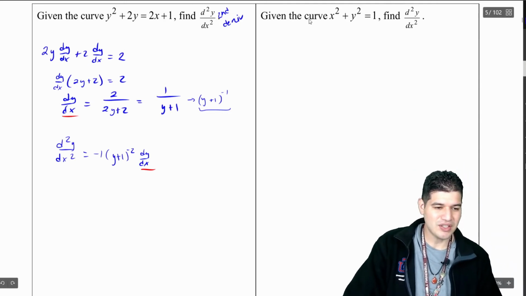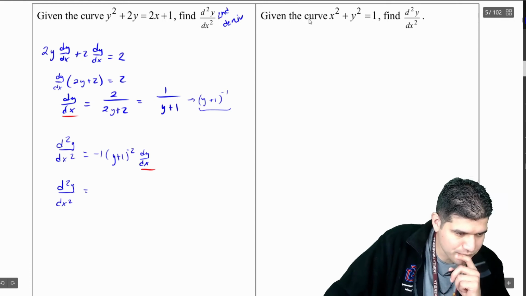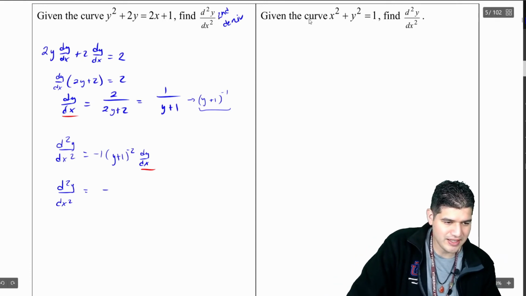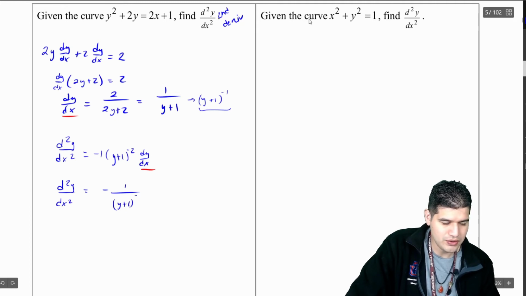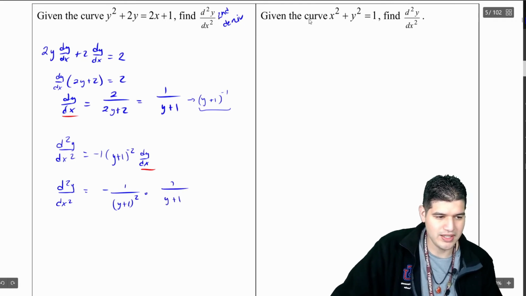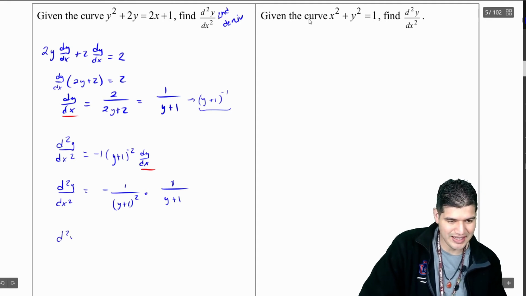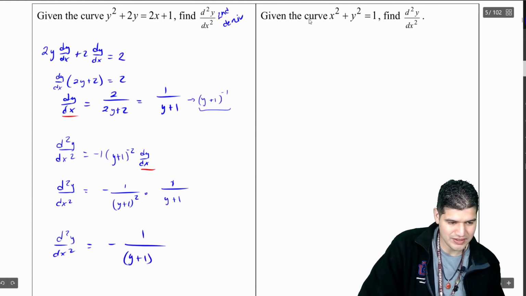All right, so let's take this, the second derivative d2y/dx squared equals, all right, so I'm just going to rewrite this, negative 1 over y plus 1 to the second power in the denominator times 1 over y plus 1. And what I can do here is I can just multiply those out so that the second derivative equals negative 1 over y plus 1 to the third power.